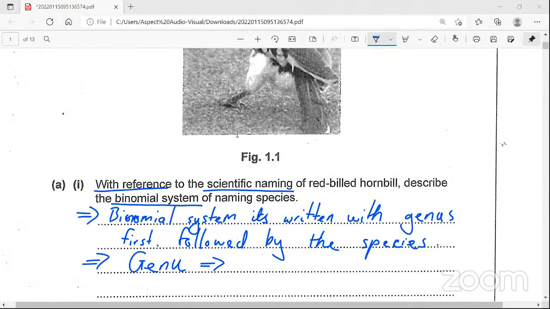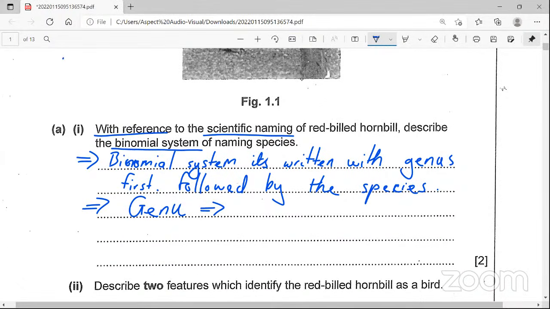Someone online is saying it's a two-part naming system dealing with the genus and species name, the genus being written with a capital letter and the species with a lowercase letter. You agree with that? But remember, that is not the scientific name. You have to use the scientific name. Genus is always in capital letters, yes, you can explain that. But remember, it's only 2 marks, so don't waste time writing all of that.